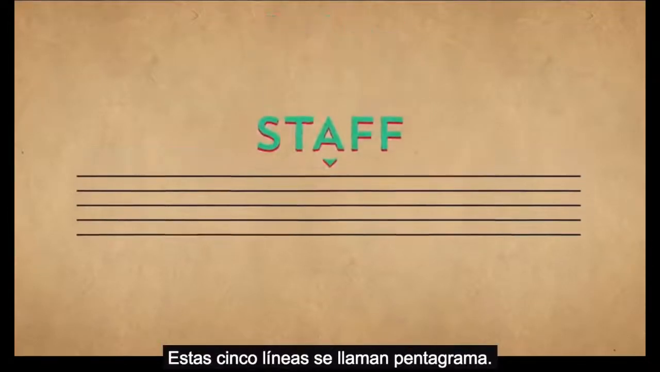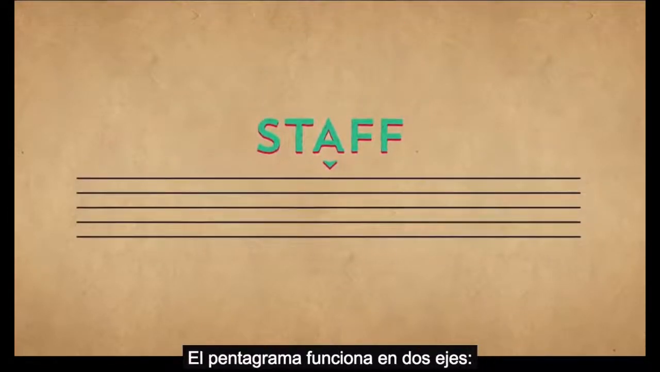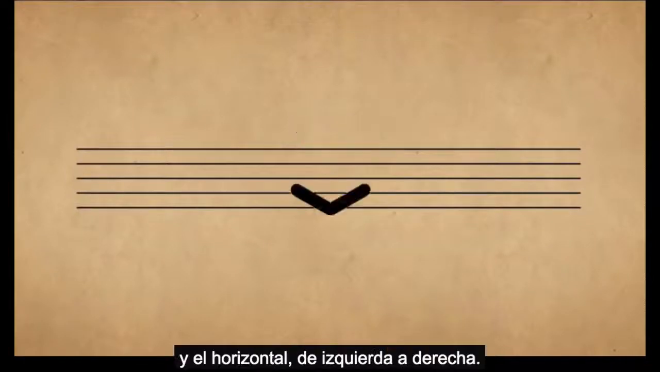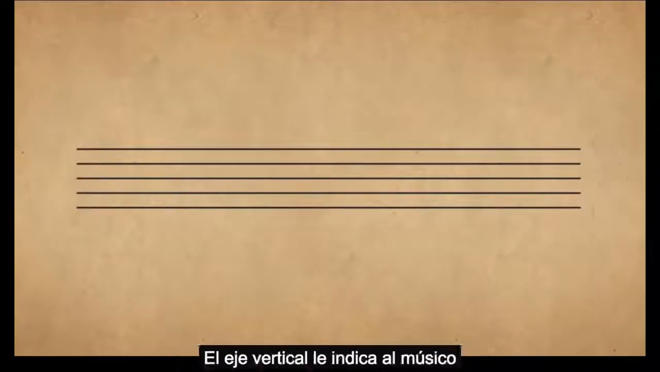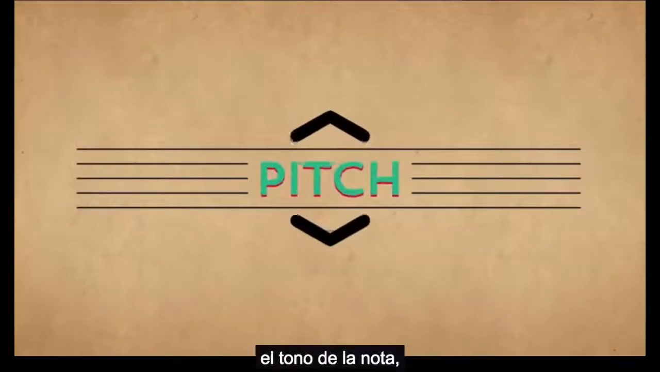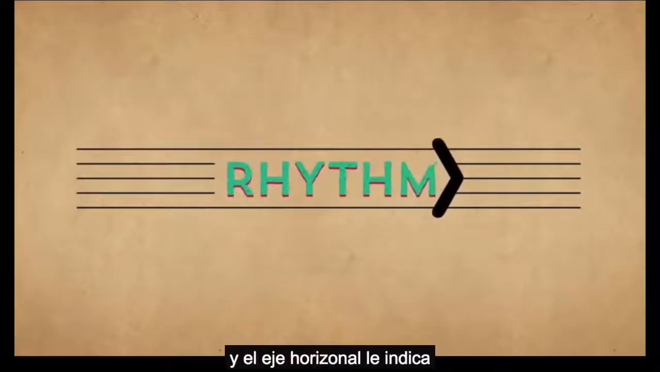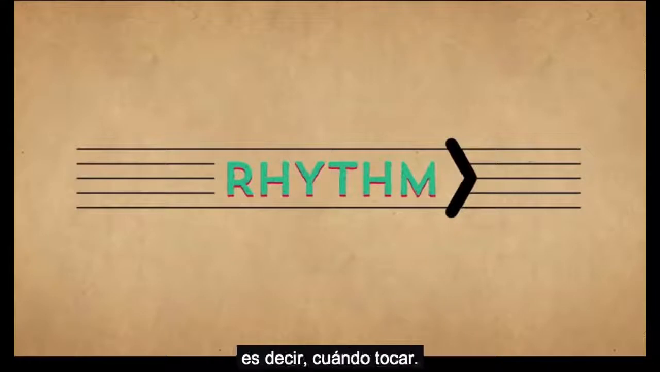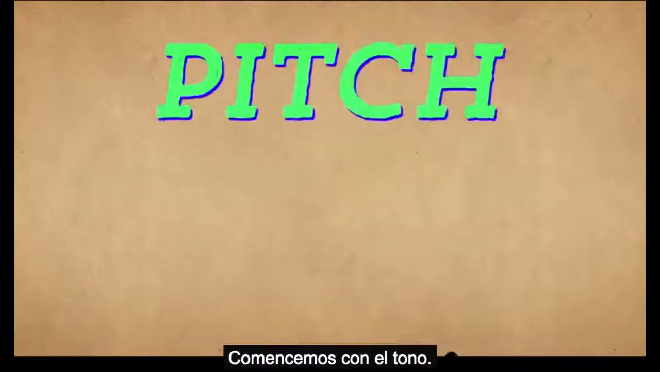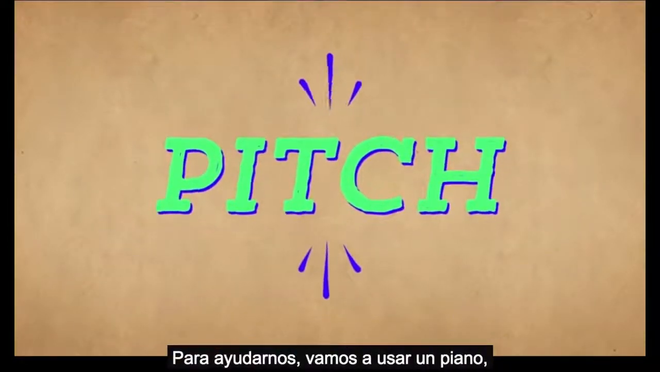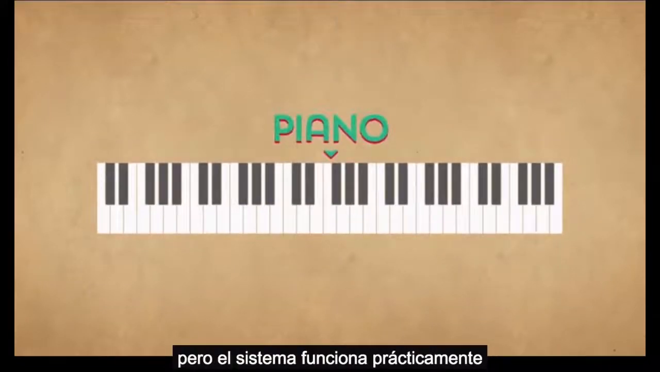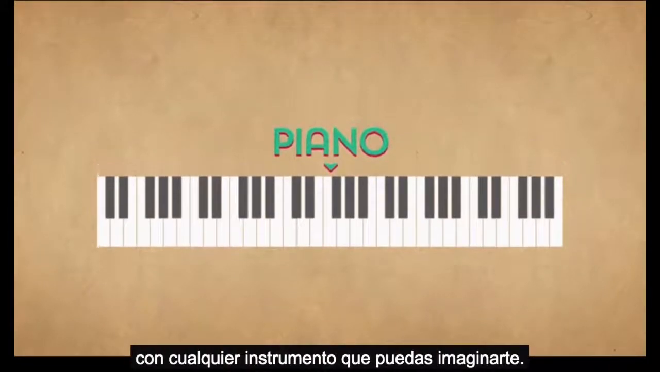Music is written on 5 parallel lines that go across the page. These 5 lines are called a staff, and a staff operates on 2 axes, up and down and left to right. The up and down axis tells the performer the pitch of the note, or what note to play, and the left to right axis tells the performer the rhythm of the note, or when to play it. Let's start with pitch. To help us out, we're going to use a piano, but this system works for pretty much any instrument you can think of.